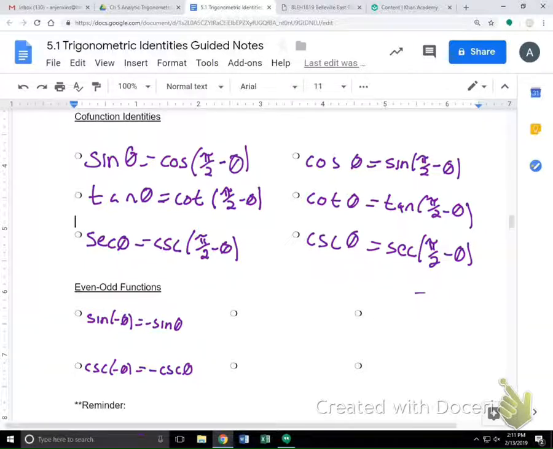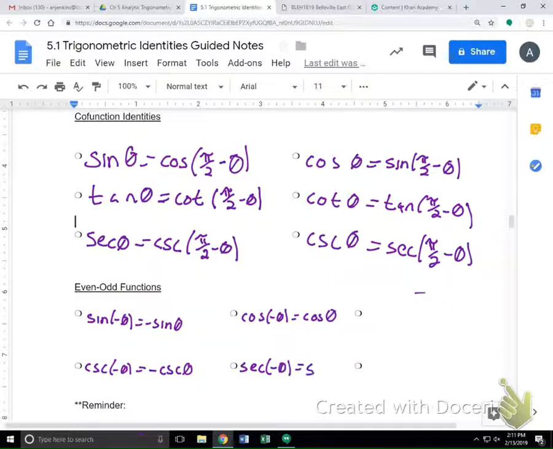Okay. We also have cosine of negative theta equals cosine of theta. We have secant of negative theta.